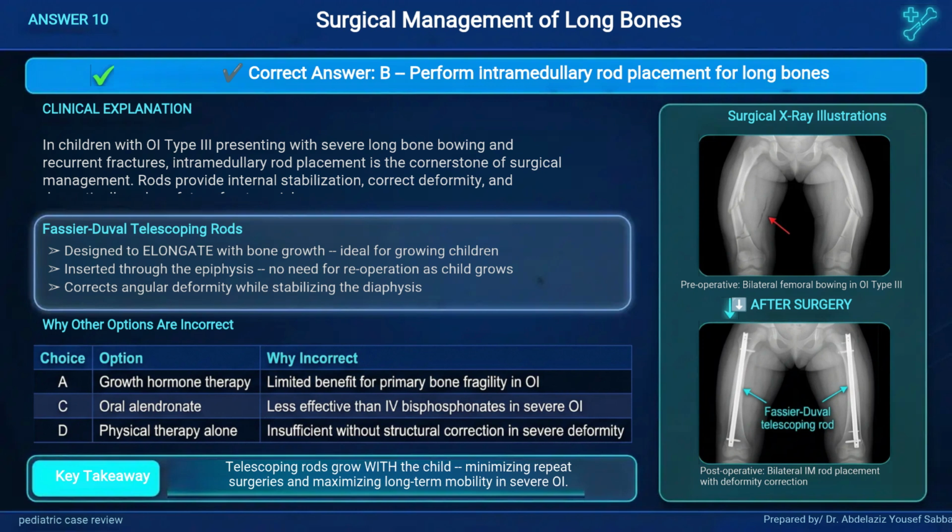Growth hormone therapy has limited benefit for primary bone fragility in osteogenesis imperfecta. Oral alendronate is less effective than intravenous bisphosphonates in severe disease. Physical therapy alone is insufficient without structural correction in severe deformity.